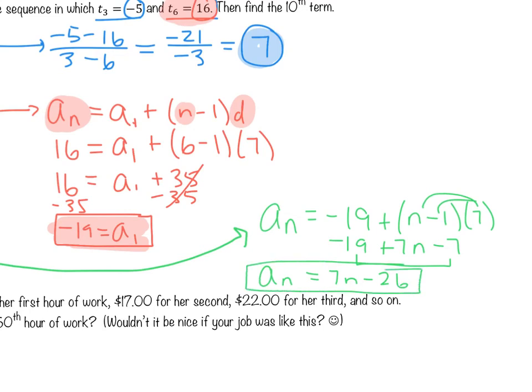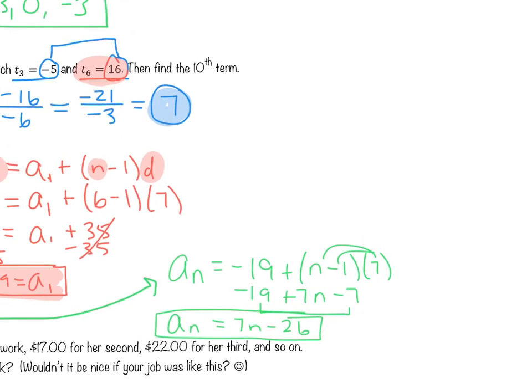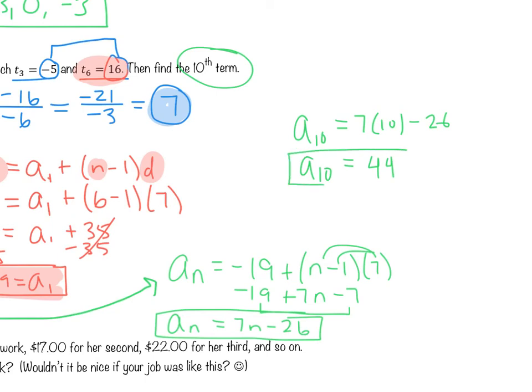And then the last part here, they do ask us to find the 10th term. So all I simply do is plug in 10. A of 10, meaning the 10th term, is 7 times 10 minus 26, which is 70 minus 26, so the 10th term will be 44.